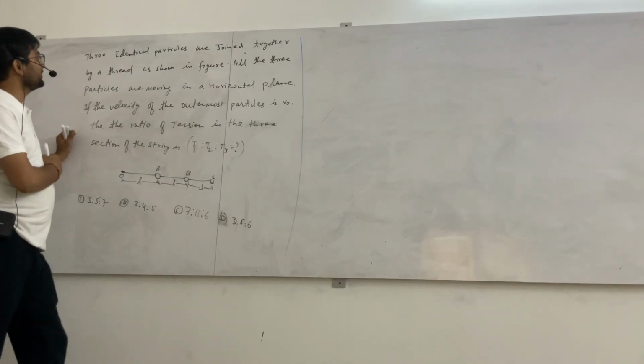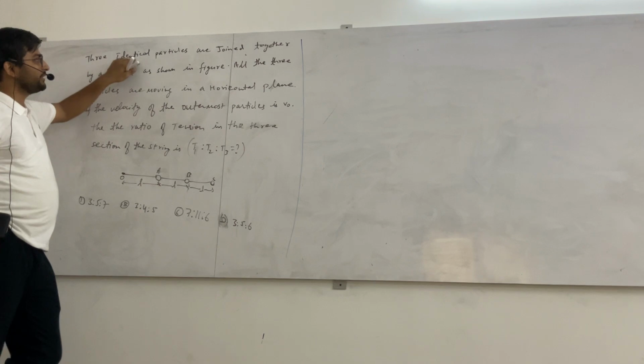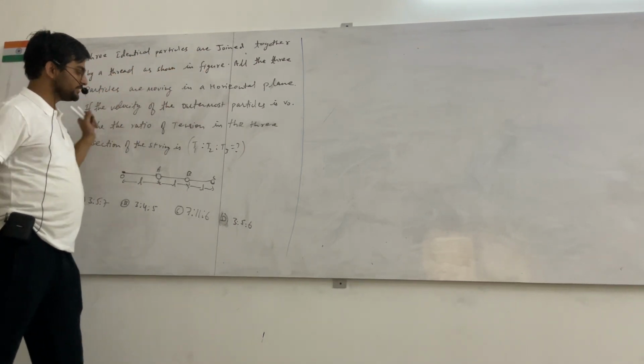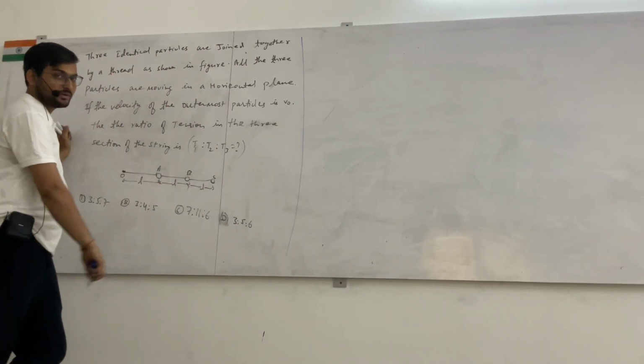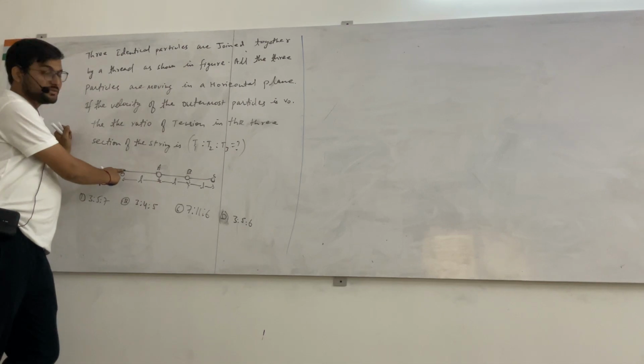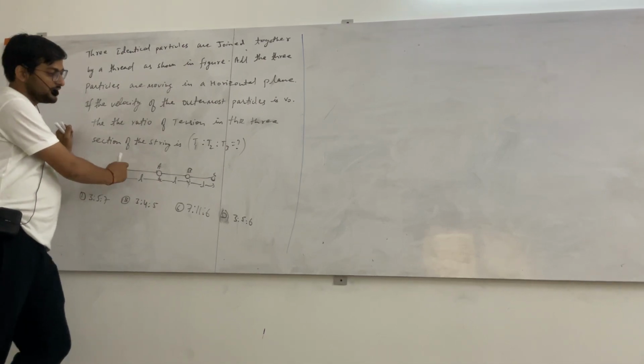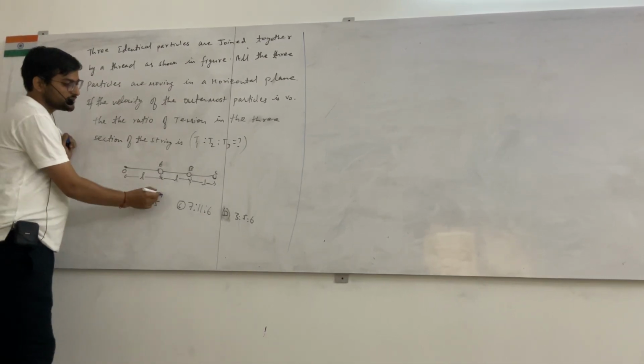So in this question, they say that three identical particles are joined together. That means A, B and C are joined together with a string. And this is the center, in which all the particles move in this way.